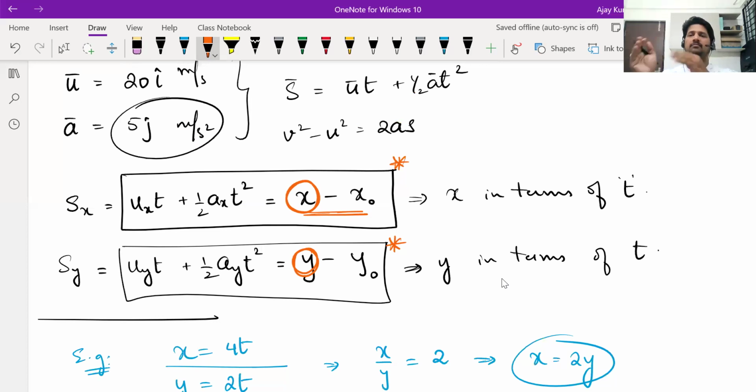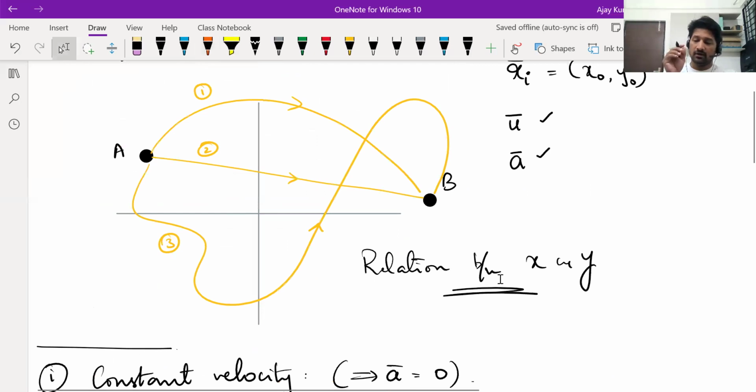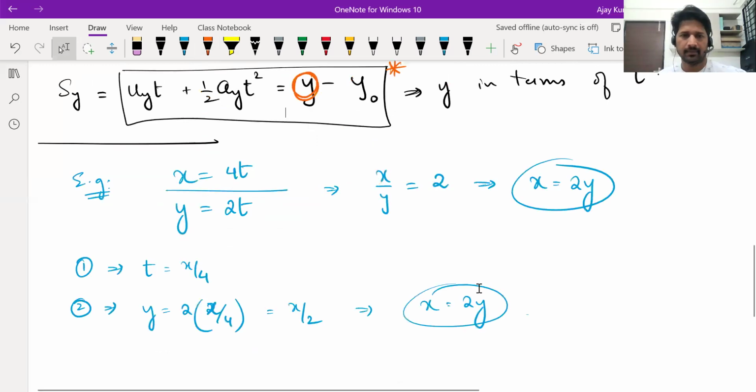Then relate them. I mean, you can divide them, or you can take t from one equation and put it in the other equation. Do whatever. You have to eliminate other variables and get a relation only between x and y. That will be the equation of path followed. Okay, that will give you the mathematical equation of the exact shape that the object is moving along. Fine. Let us try it in one case.